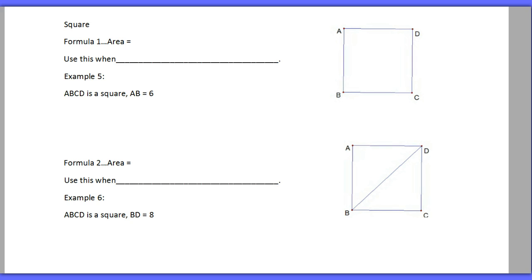Next up is square. Area equals S squared. We have two formulas for the area of a square. Here's the first one. Area equals S squared. Use this when we know the length of the sides. All four sides in a square are congruent. If we know one of the lengths, then we know all of them. Instead of doing it as base times height like we had before, this is just really a variation of that. Since the base and the height would be the same length, we just multiply the length by itself.